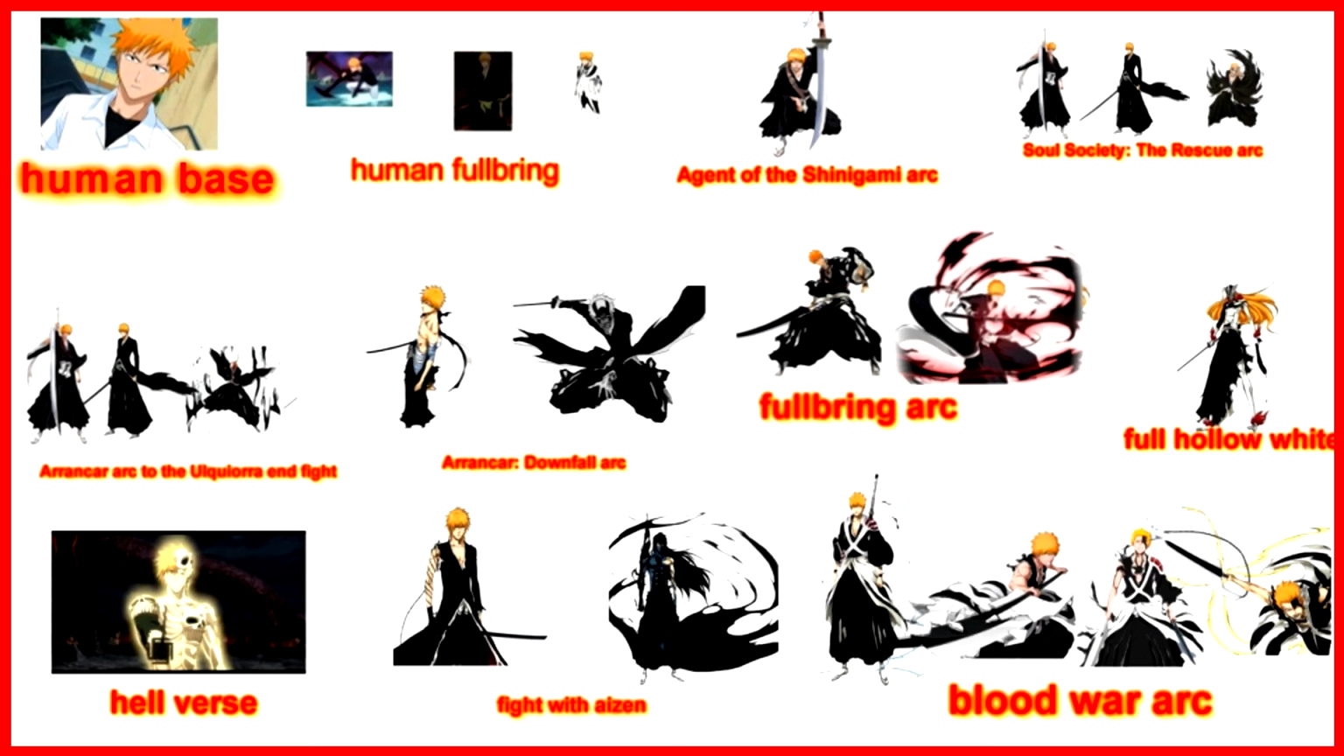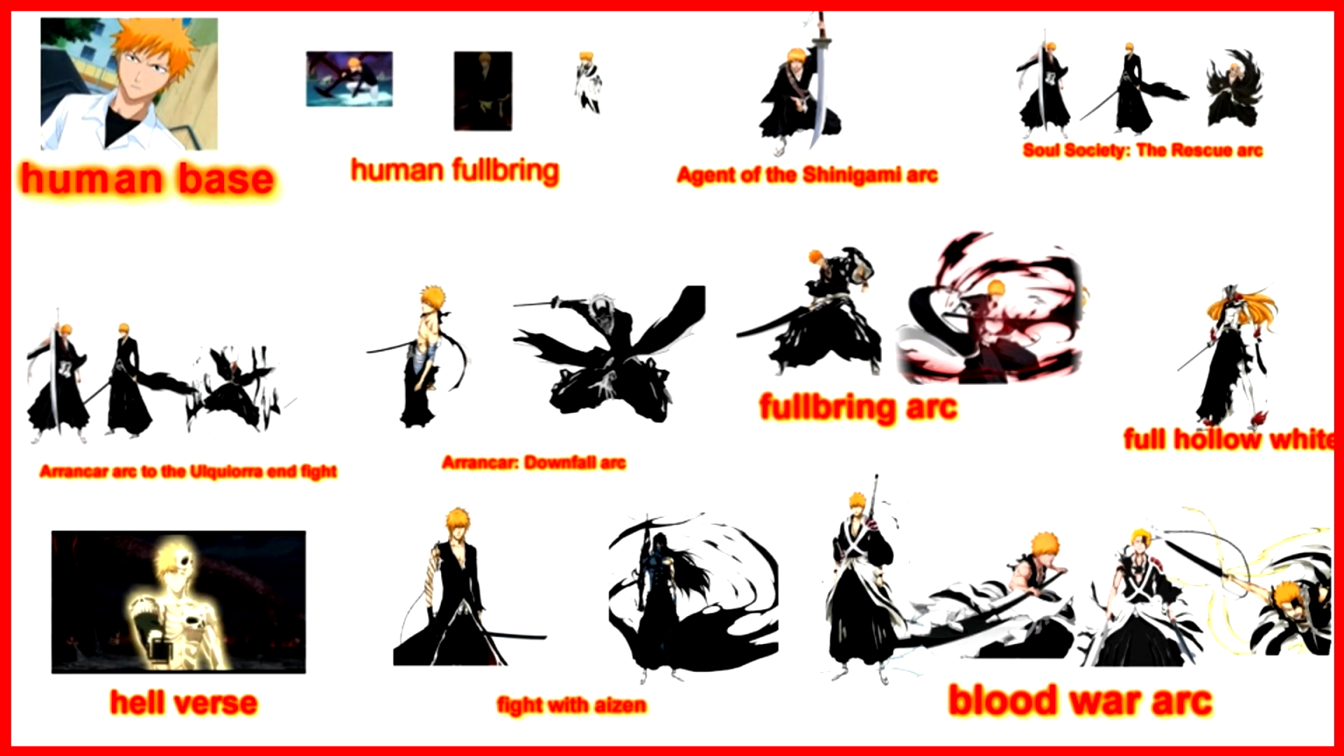And then we go back to the Fullbring arc, where Ichigo has his Fullbring powers and he has his Shinigami powers back. So it's a mixture of Fullbring and Shinigami. So it's Fullbring Shikai and Fullbring Bankai. And then there's Full All White. And then there's L vs Ichigo. And then there's the fight with Aizen, where Ichigo has trained and he has his Bankai.